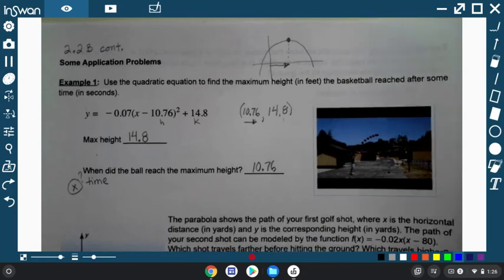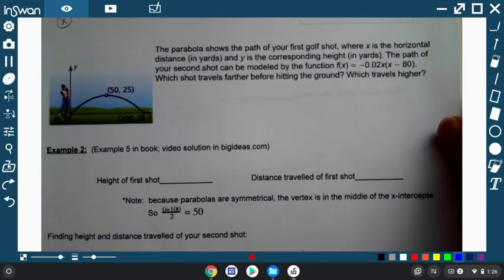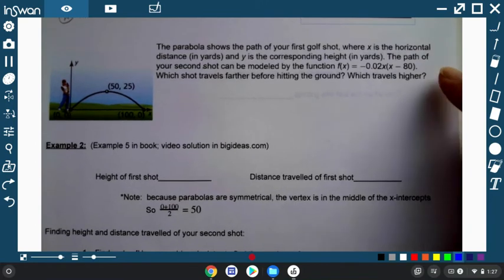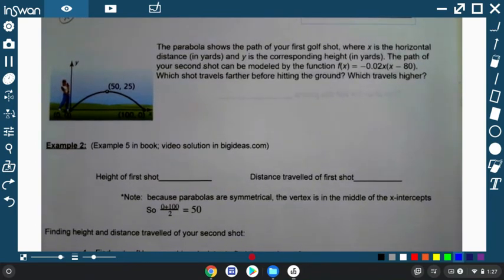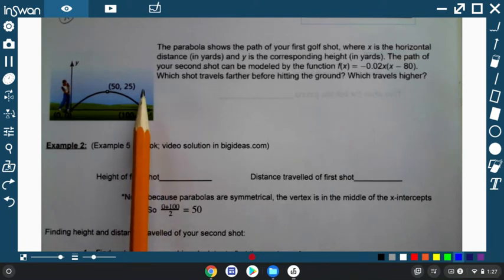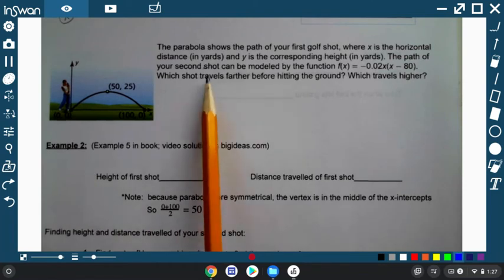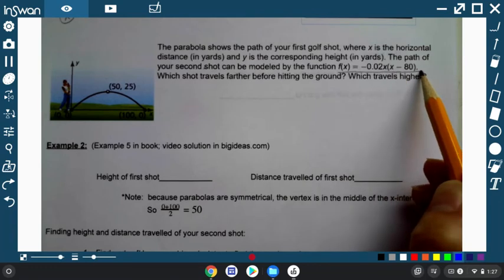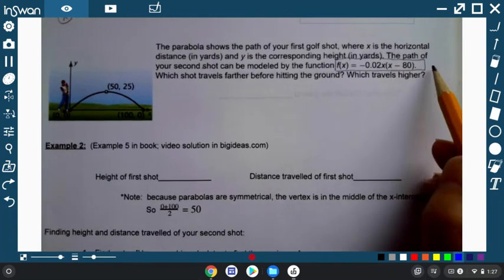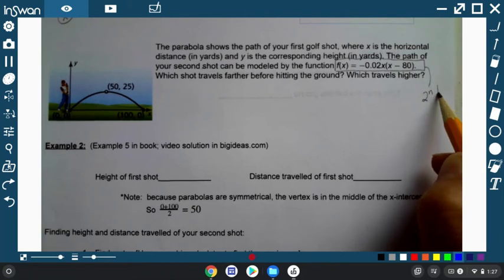All right. For the second example, here's the problem. It says the parabola shows the path of your first golf shot. So this is the golf shot right here. This is already showing the path of the first golf shot. It says x is horizontal distance in yards, and y is the height, also in yards. So how high did it go? How far? The path of the second shot can be modeled by this function. So they give us this equation, and this is a different path. So this is going to be our second shot.